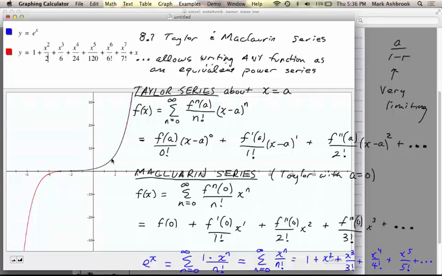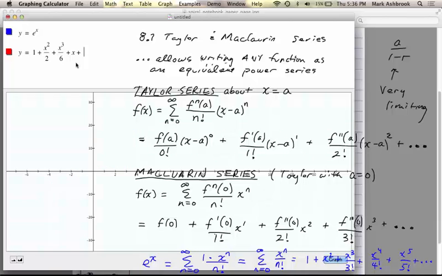Aha. So now it's starting. Okay, let's see, it's a lot better. All right, look at that. So let's take off all of these terms. Okay, so here it is with the first 4 terms: 1 plus x plus x squared over 2 plus x cubed over 6.